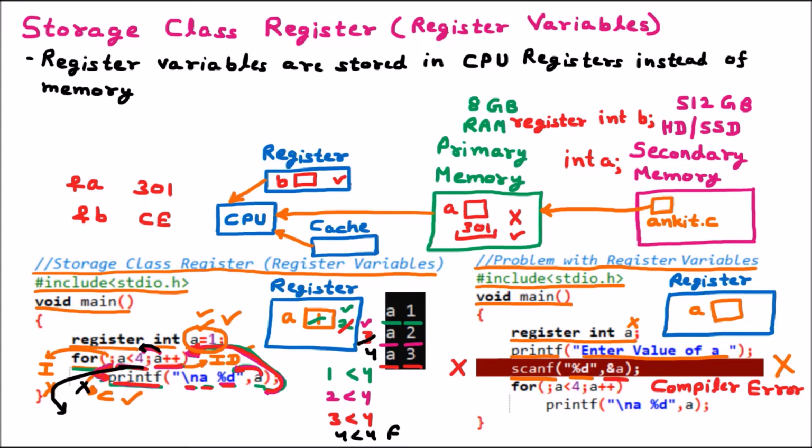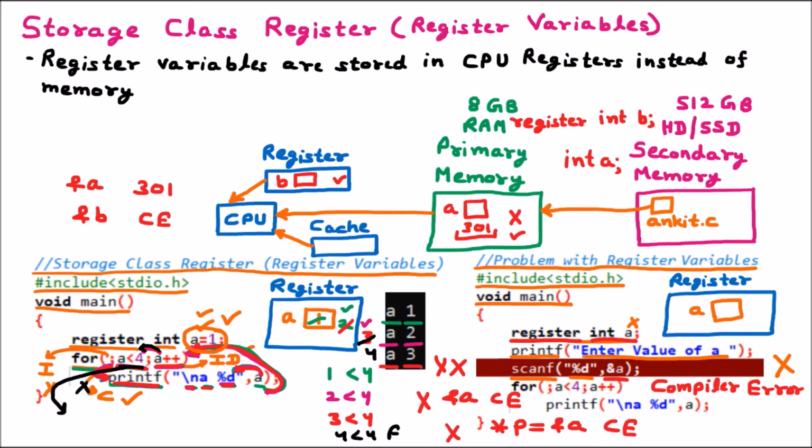Whenever you take the address of a register variable, like int a where we have mentioned register, anywhere you use &a, the compiler will give you an error. So using the scanf statement, you are taking the address of a, which is wrong: a compiler error. Likewise, if you have a pointer, maybe *p, and you want to take the address of variable a, and a is a register variable, this is again a compiler error, not possible. The address of a register variable you cannot access.